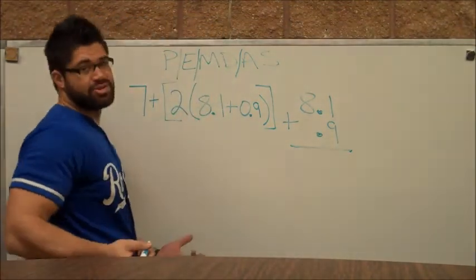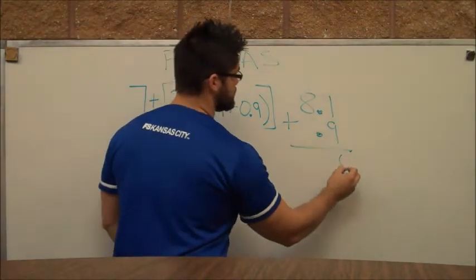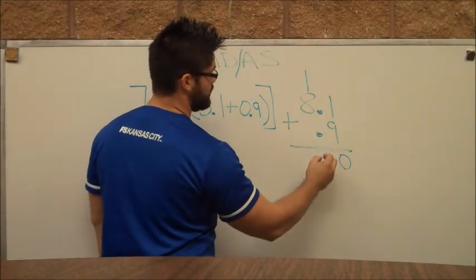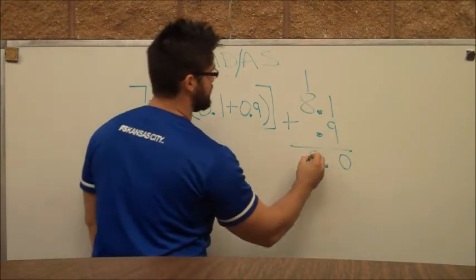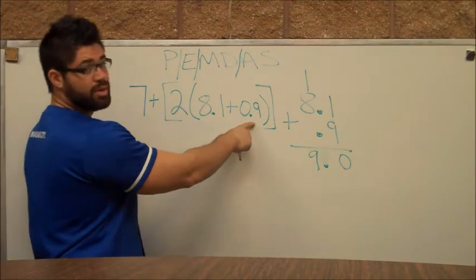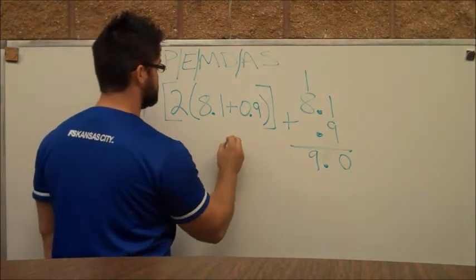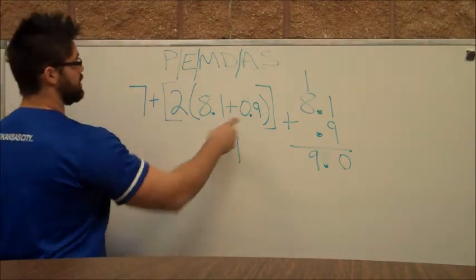So now all I do is just a simple addition problem. 1 plus 9 is 10. And I bring down my decimal. It's going to be right there. And 1 plus 8 is 9. So 8.1 plus 0.9 is going to give us 9. So I solved what's in that parentheses.